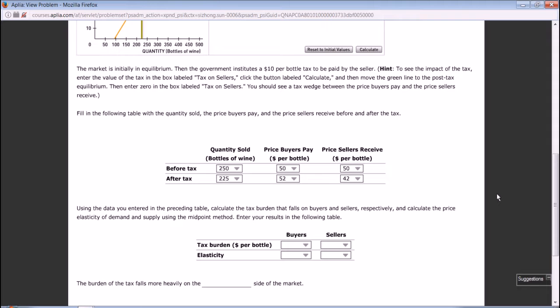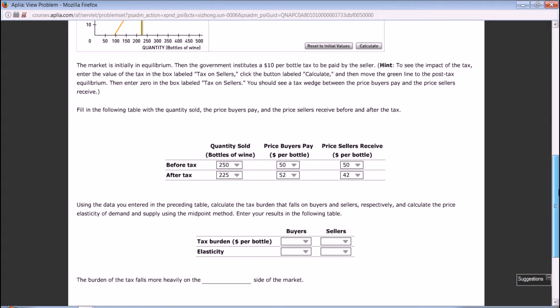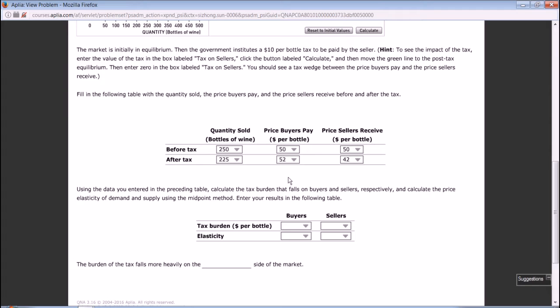Using the data you entered in the preceding table, calculate the tax burden that falls on buyers and sellers respectively, and calculate the price elasticity of demand and supply using the midpoint method. Enter your results in the following tables.